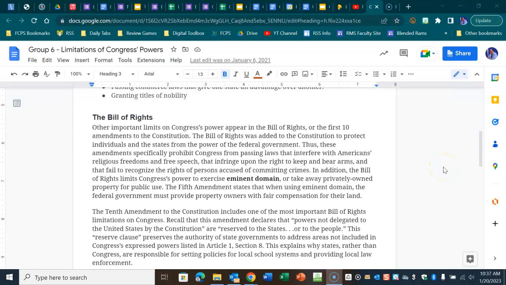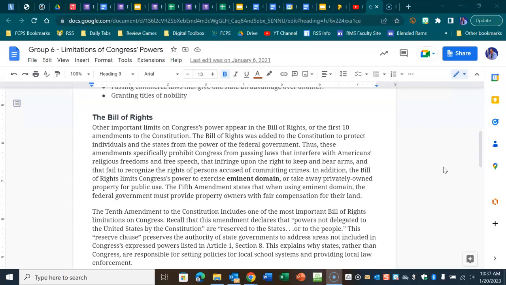The Bill of Rights. Other important limitations on Congress's powers appear in the Bill of Rights, or the first 10 amendments of the Constitution. The Bill of Rights was added to the Constitution to protect individuals and states from the power of the federal government. Thus, these amendments specifically prohibit Congress from passing laws that interfere with Americans' religious freedoms and free speech, that infringe upon the right to keep and bear arms, and fail to recognize the rights of persons accused of committing crimes.